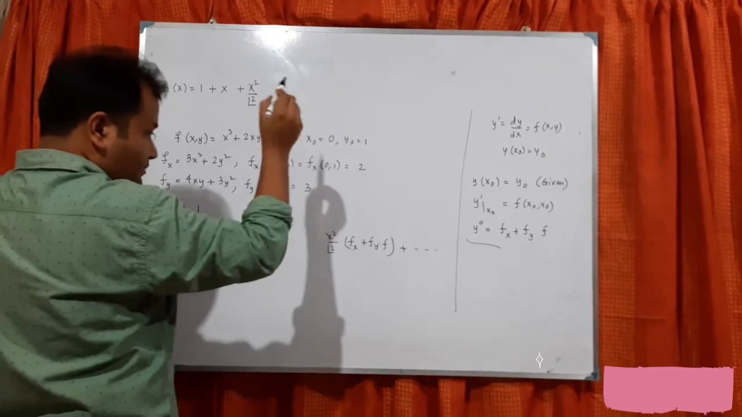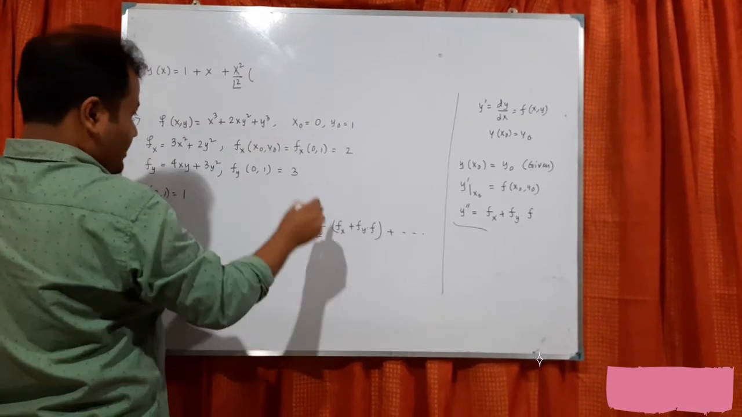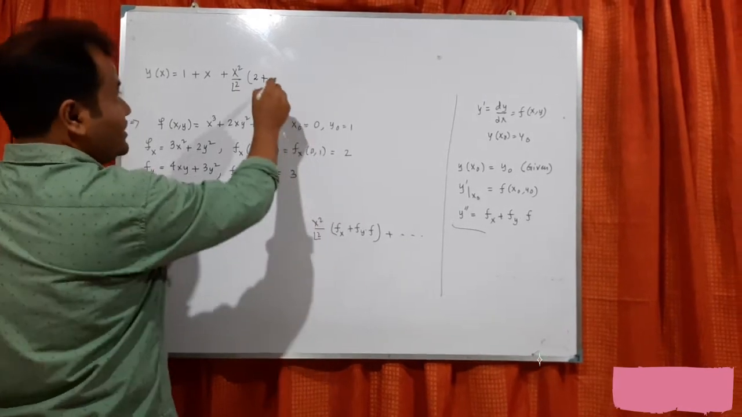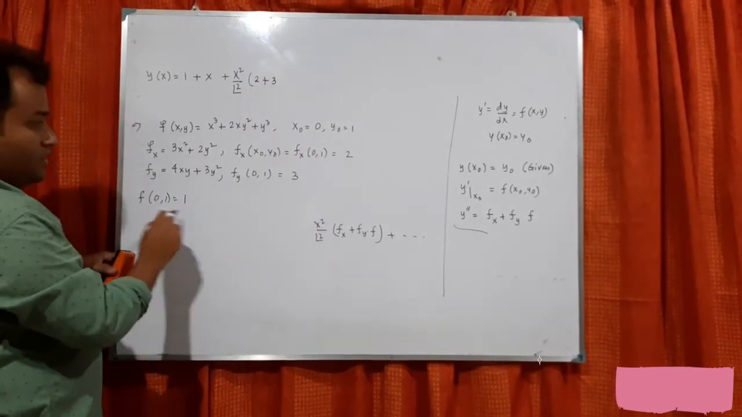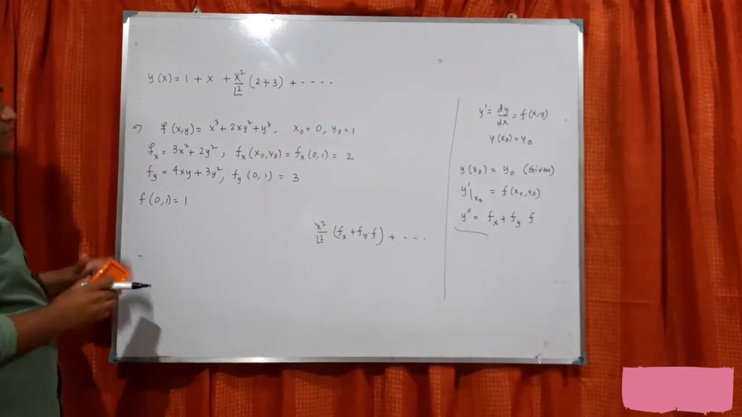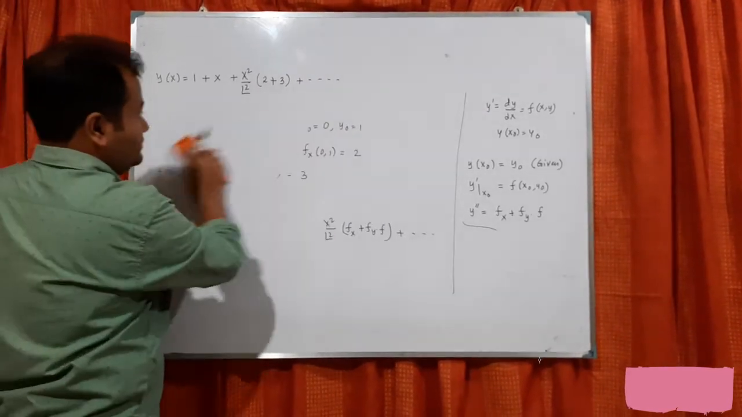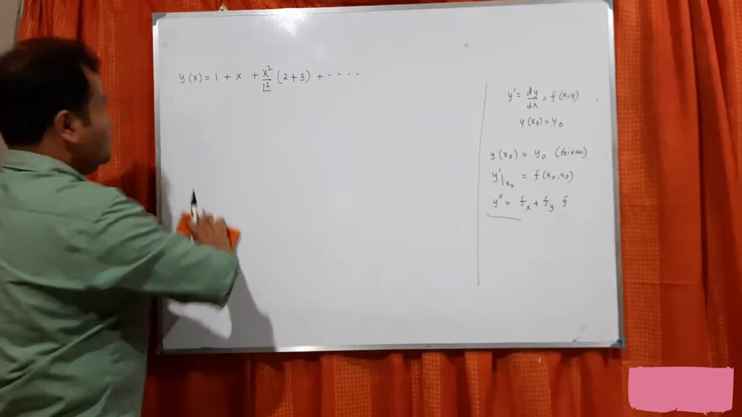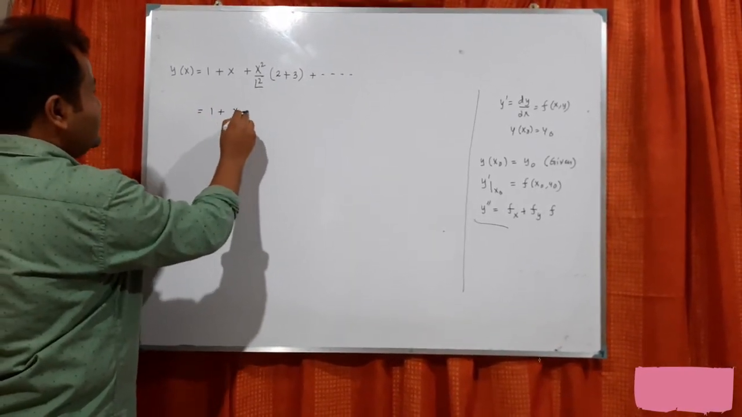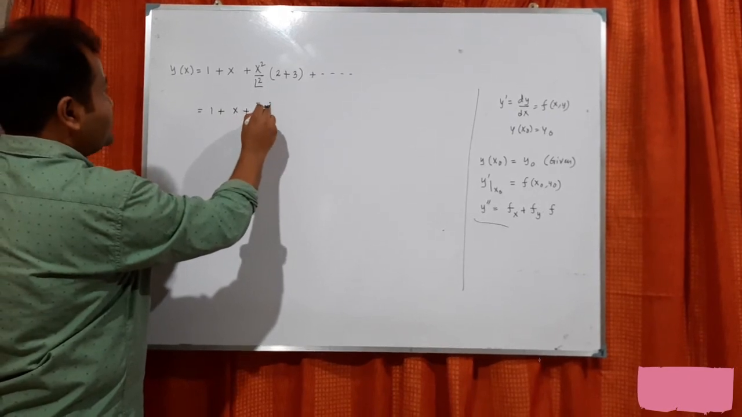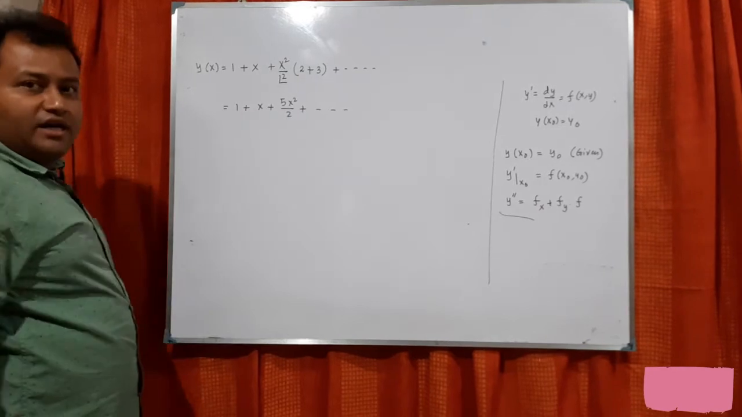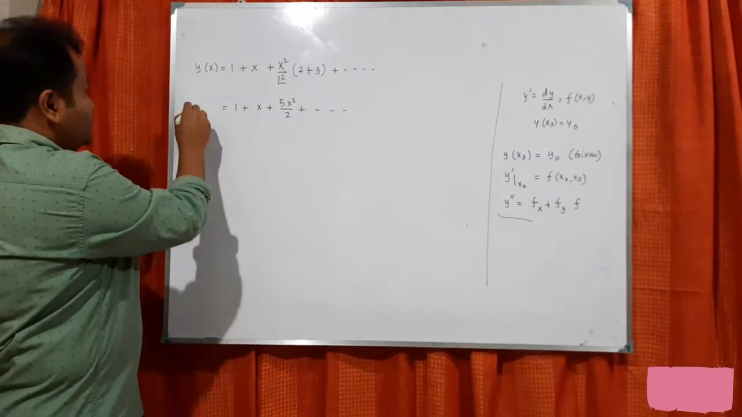Okay. So what have we got within the bracket? Fx means 2 plus fy means 3, f is 1. Now you see it is very simplified. So what is the final solution? 1 plus x plus 5x square by 2 plus dot dot dot. So we are ignoring the higher order terms. So this is the y of x.